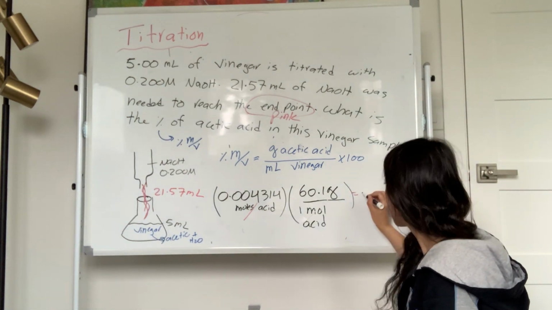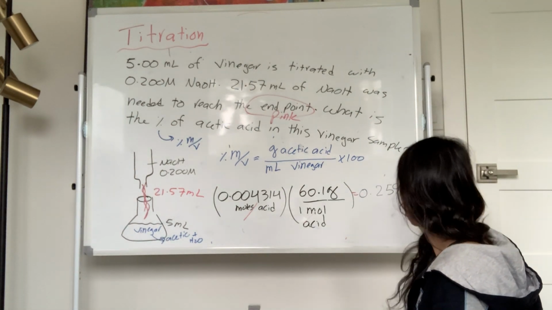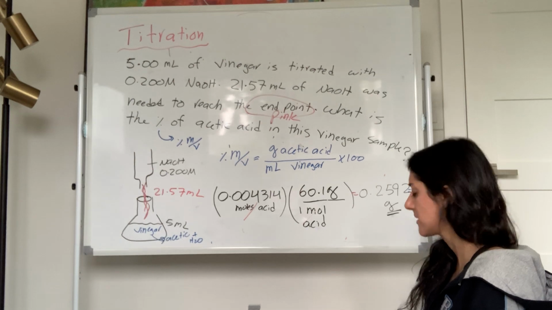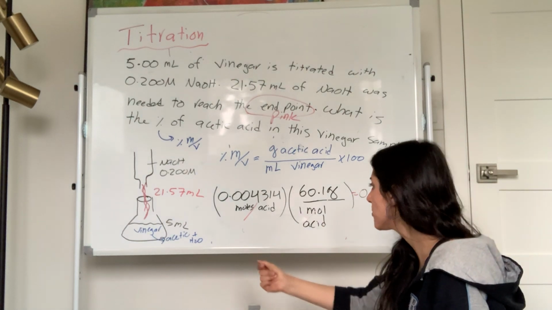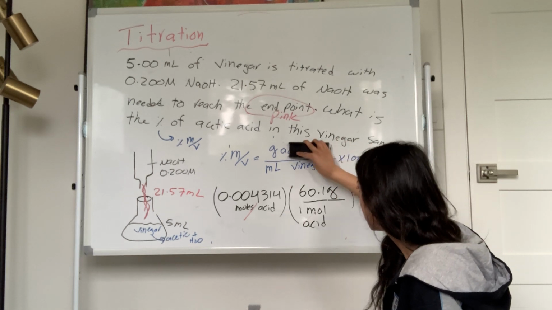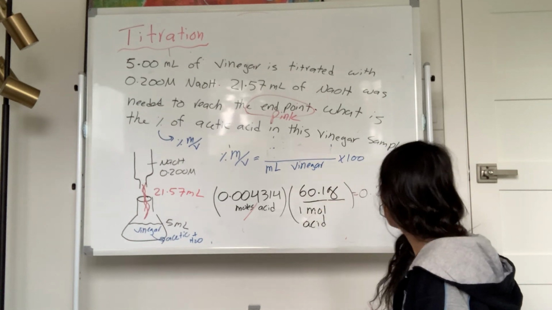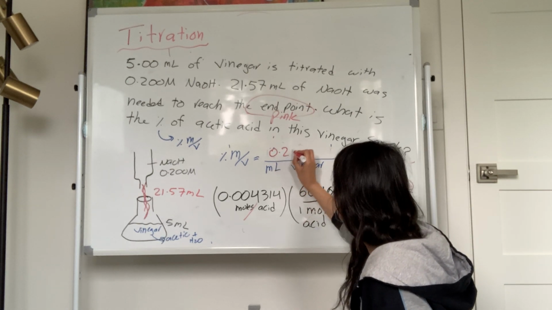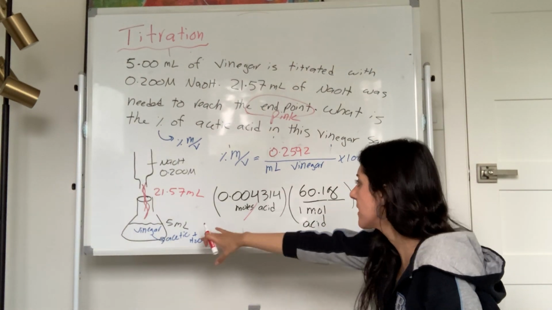What you end up getting is 0.2592 grams of acetic acid. That's grams of acetic acid. You still following me? Okay. So I had the moles of the acid times molecular weight. I get the grams of acetic acid. So I'm going to come over here. The grams of acetic acid, I know what to put over there. What do I put over there? That number is right here, is 0.2592.